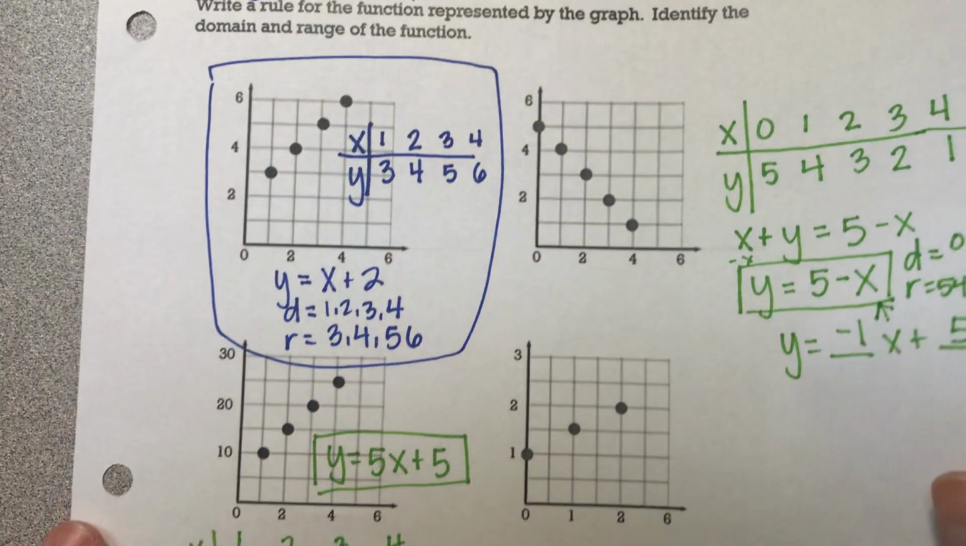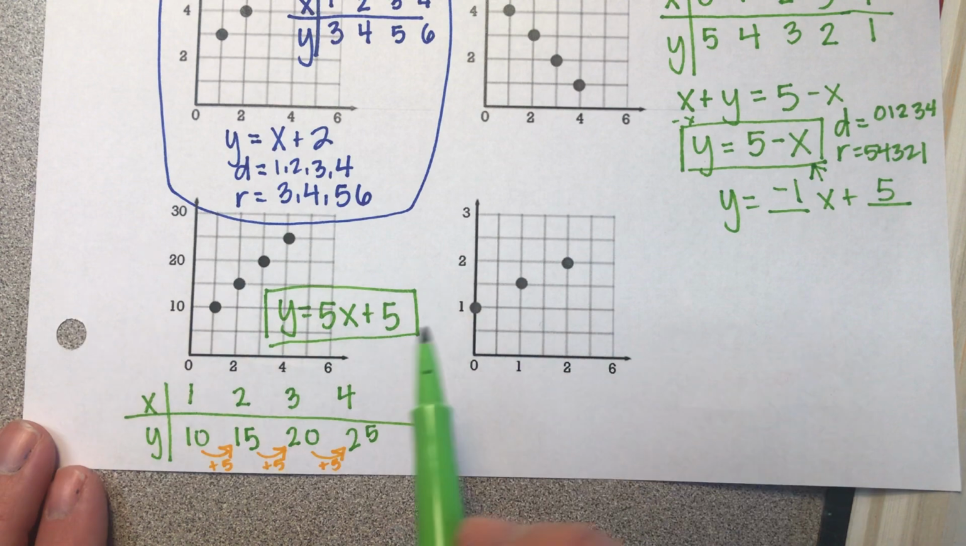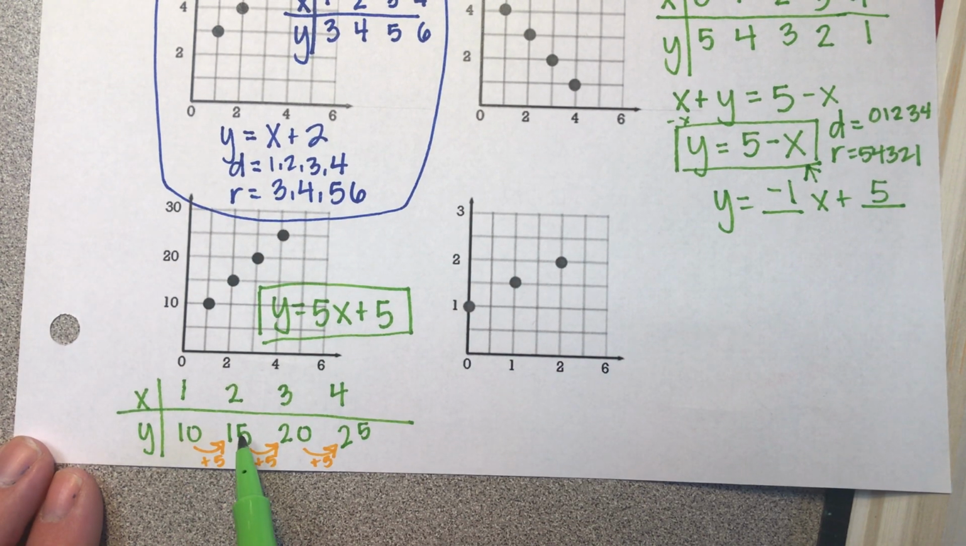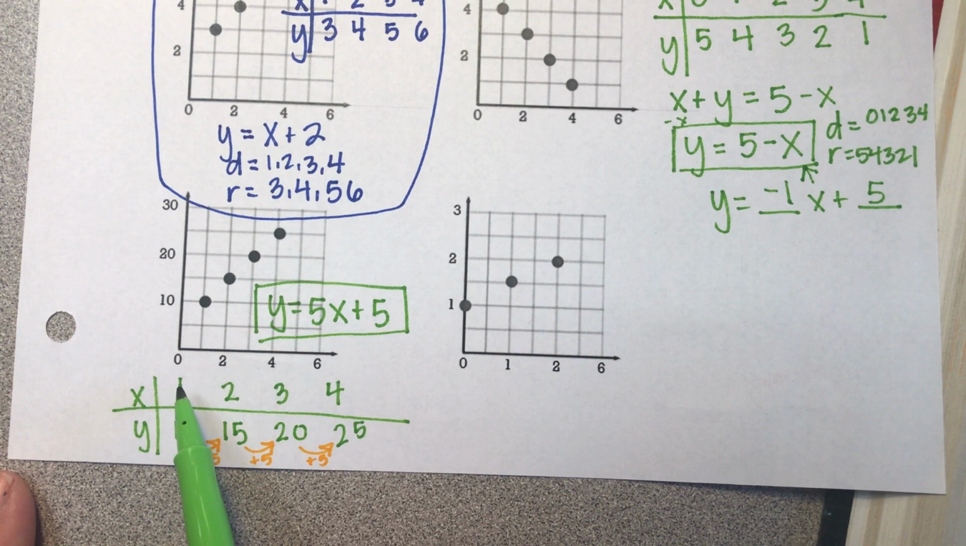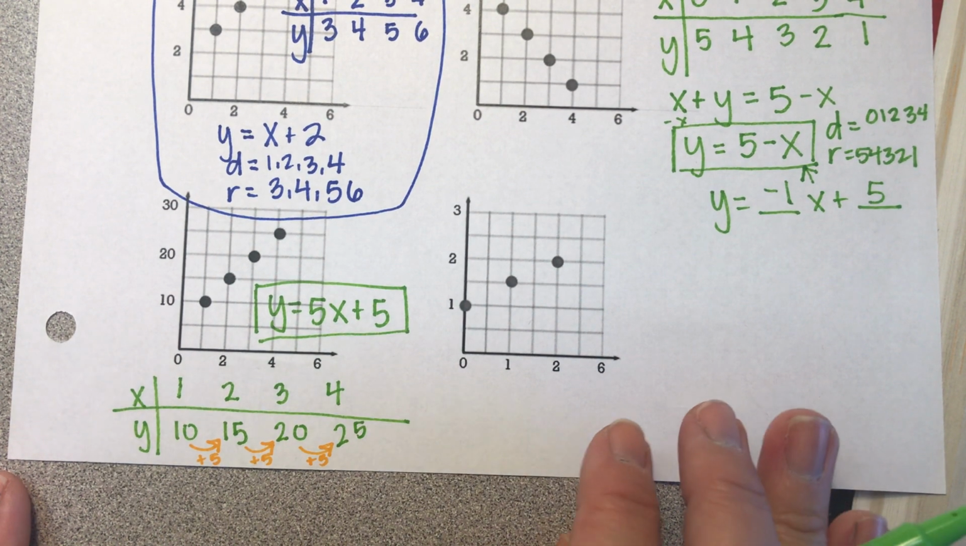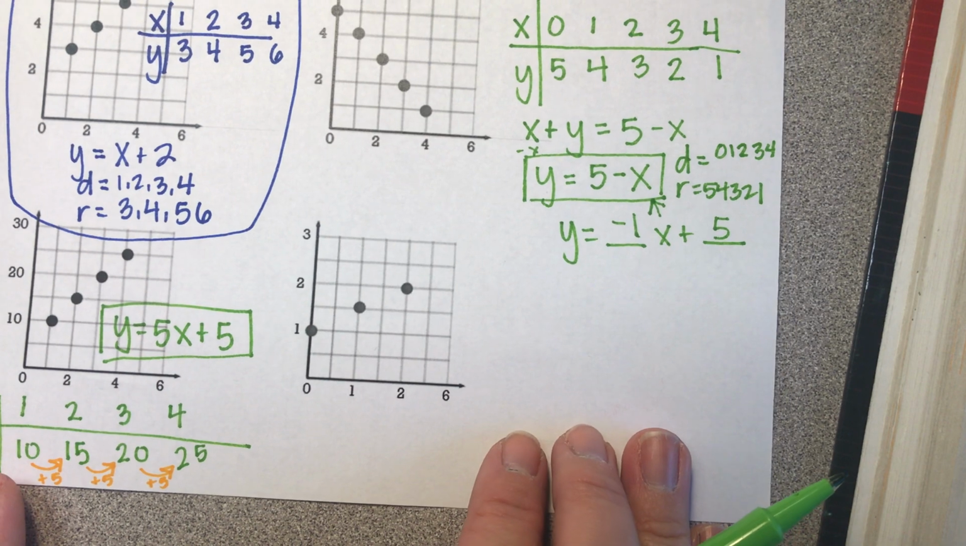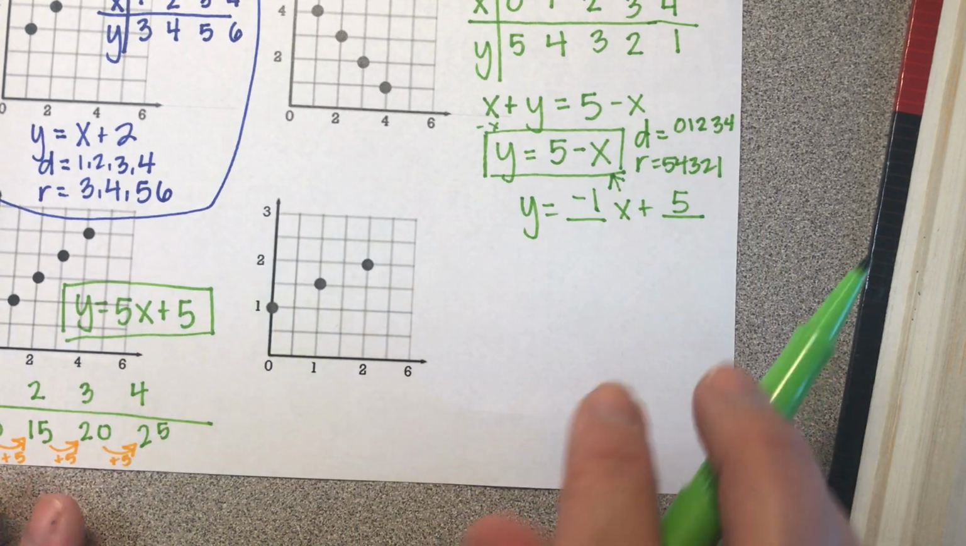Okay, so look at this example. What's happening every time? We're going up 5, up 5, up 5. So that's where this 5 came from. I don't have x as 0, but I have x as 1. So if I backed it up to 0, what would come first? 25, 20, 15, 10, 5. Okay, so let's see if we can use that on this one.